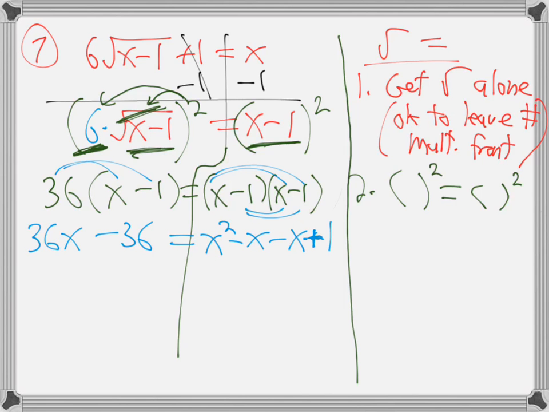Everybody see what happened there? And so then that's 36x minus 36. The other side, x squared minus x minus x. What's that? Minus 2x, right? Because 1x and 1x is 2x. Hey, look at that. X squared has shown up. X squared is on the scene.